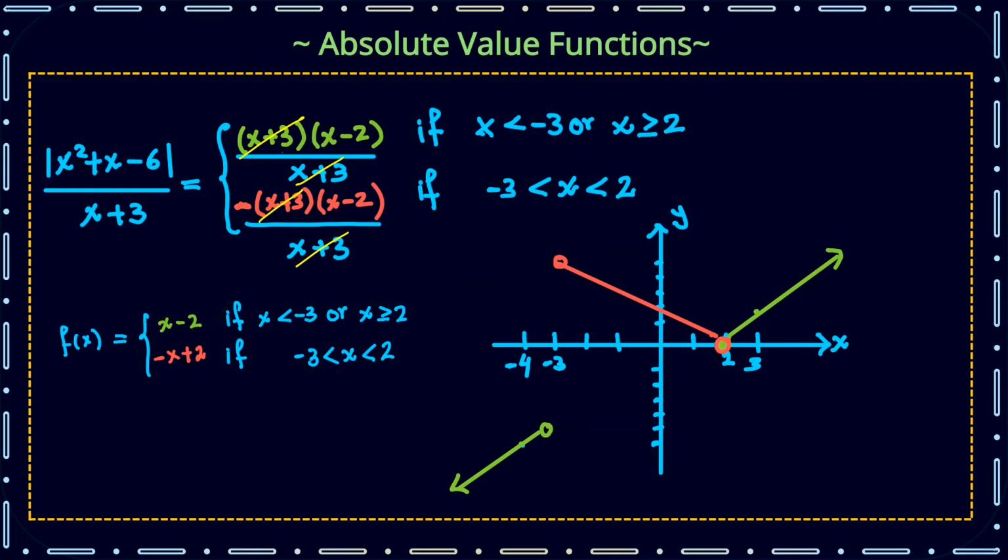Again, this is a graph that is not continuous. There is a point of discontinuity at x equal to -3. We have a jump.